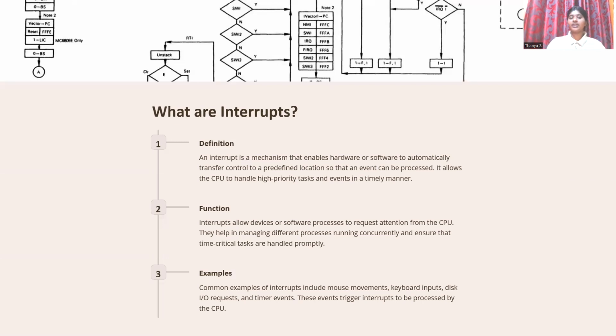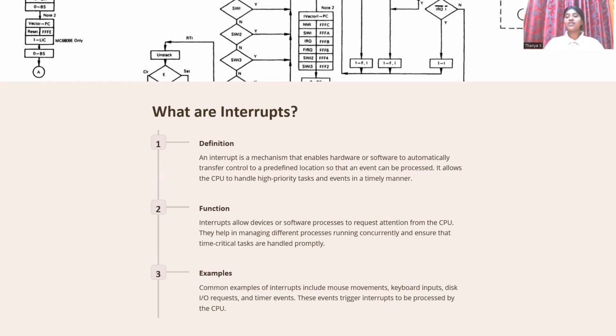Next is what are interrupts. The definition: an interrupt is a mechanism that enables hardware or software to automatically transfer control to a predefined location so that an event can be processed. And it allows the CPU to handle high priority tasks and events in a timely manner.